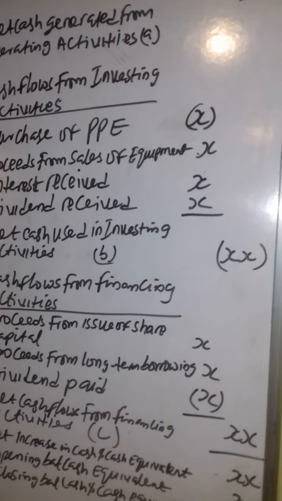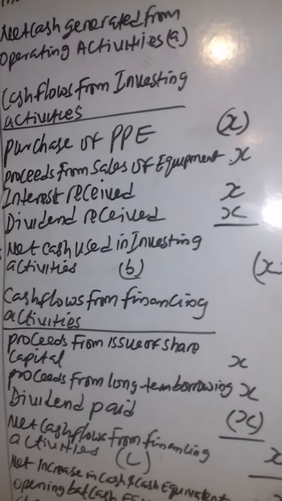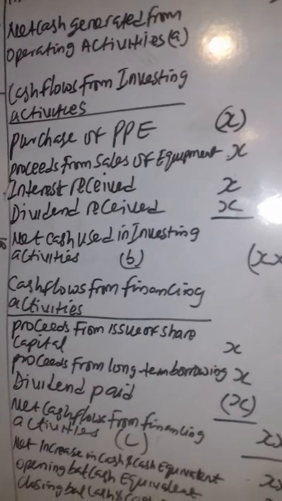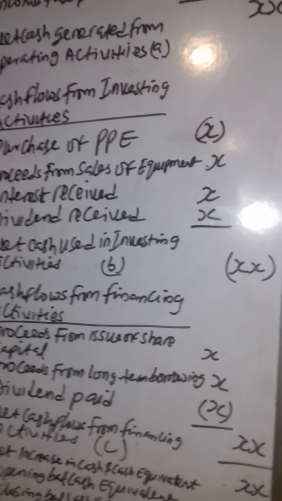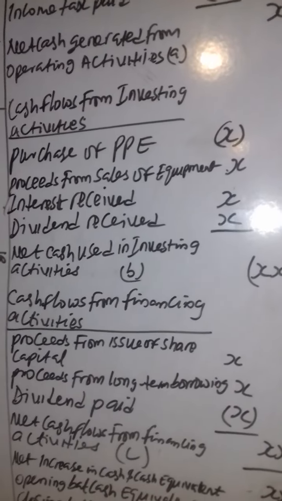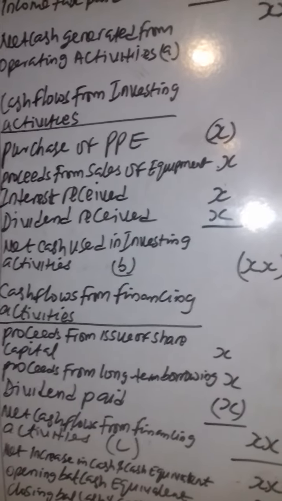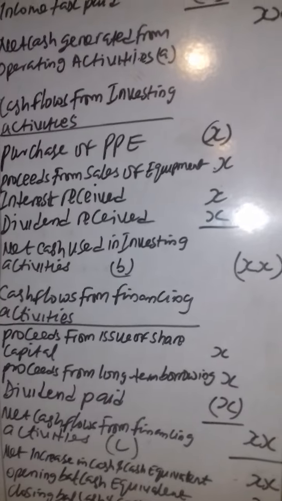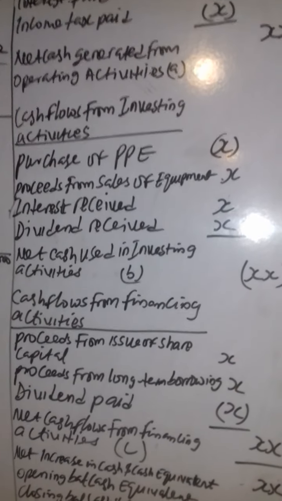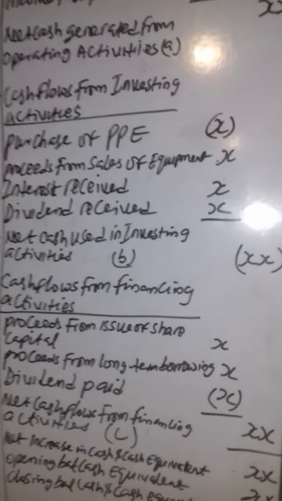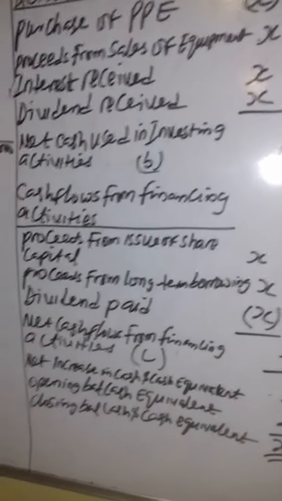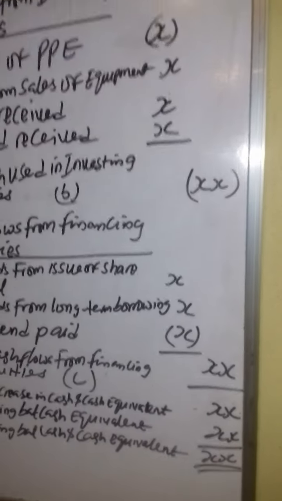Note this. When the total from your investment is a negative, it is net cash used and not cash flow. I'm saying this again: net cash used in investment and not cash flows. Please take note of that. We'll move ahead, and it's our classification B, our closing B.